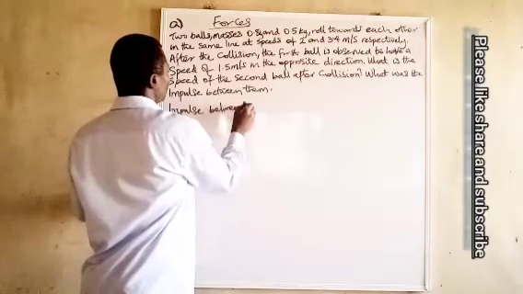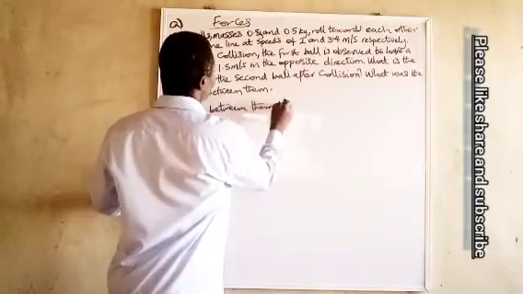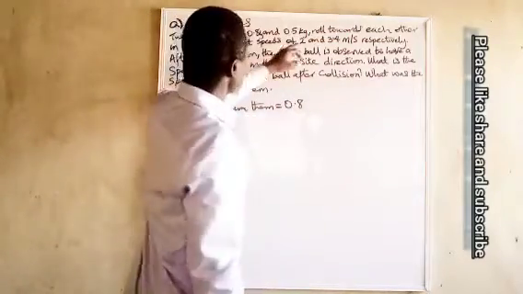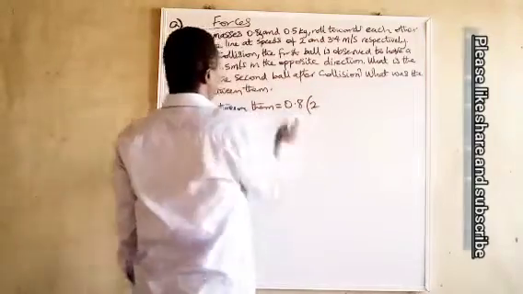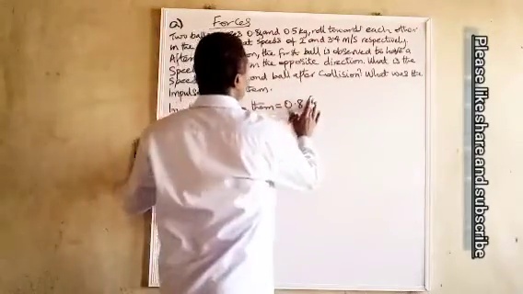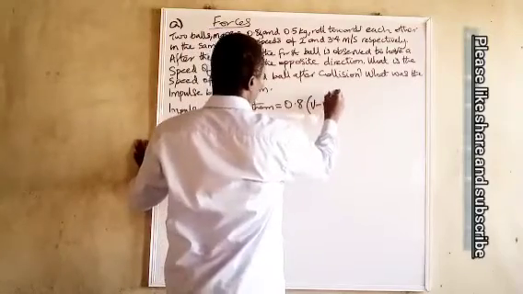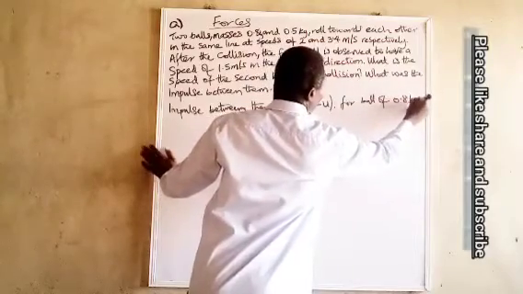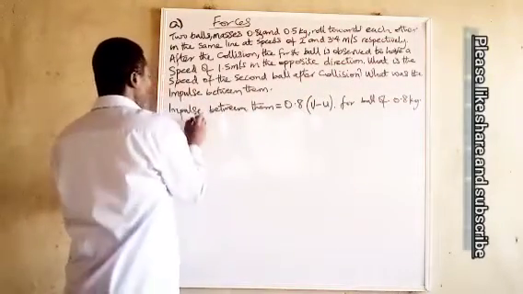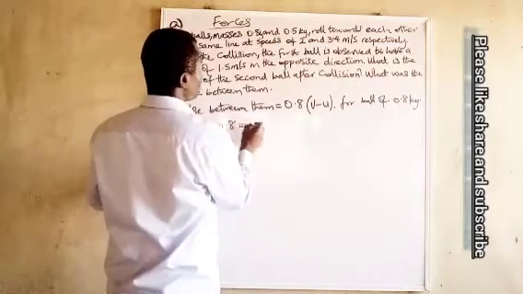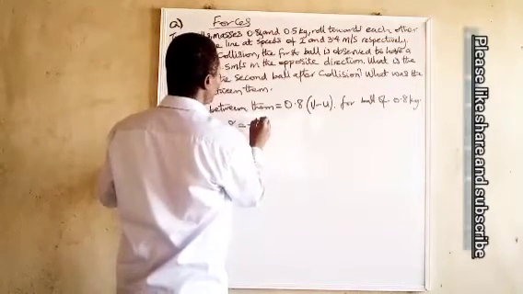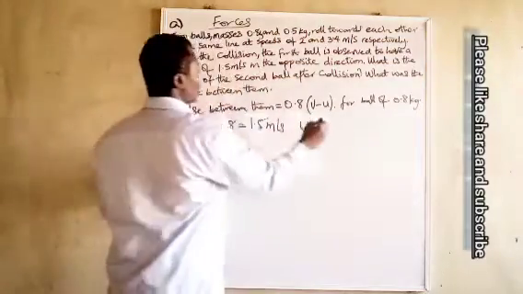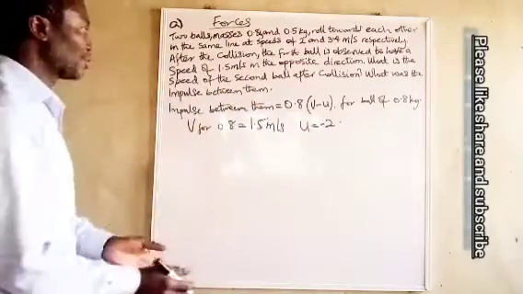So, impulse between them will be equal to, you know, this 0.8 had velocity of 2 meters per second initially. So let me make it V minus U for the ball of 0.8 kg. Now, what is V for the ball? V for 0.8 is equal to minus 1.5 meters per second. And U is equal to minus 2 meters per second.